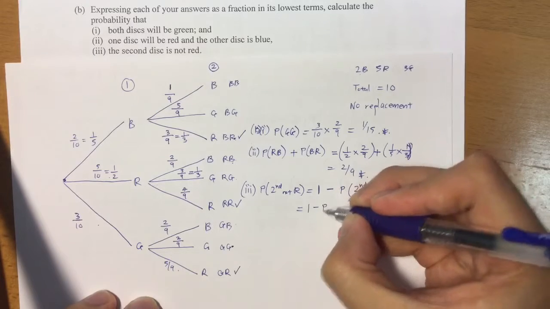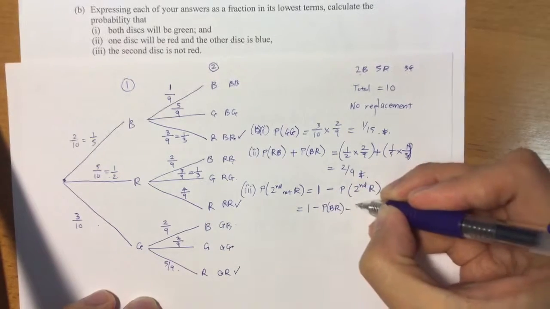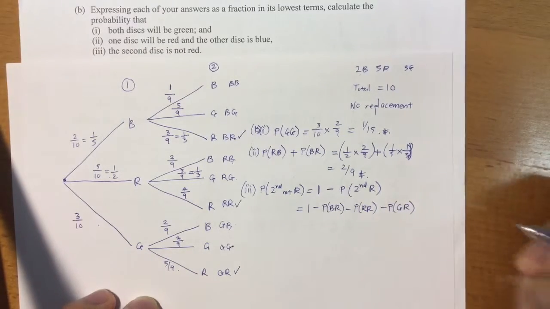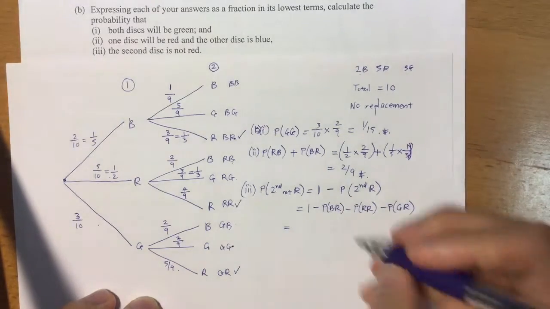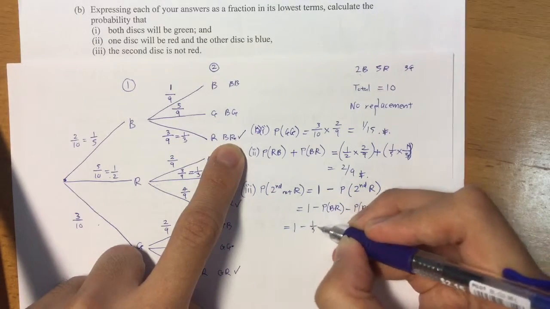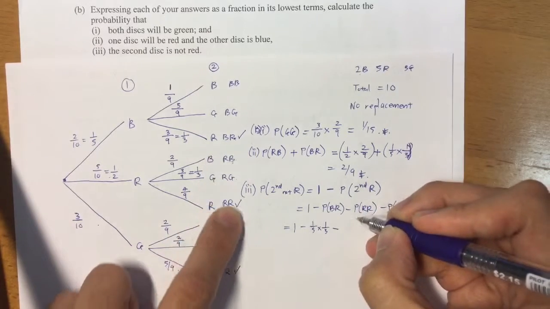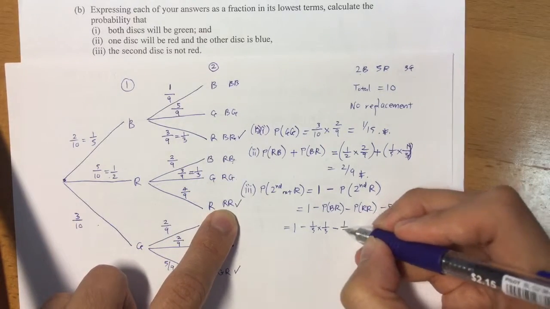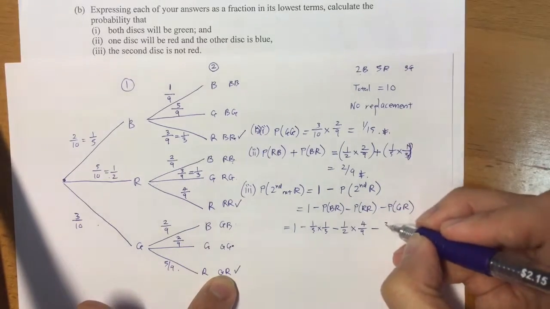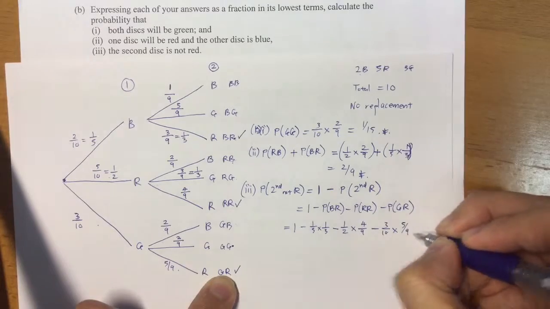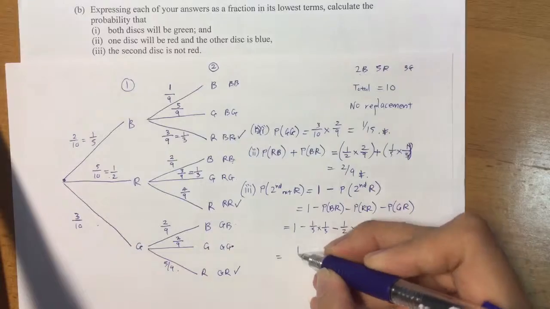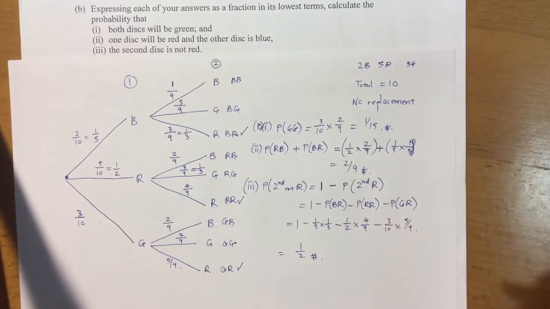So 1 minus probability of blue red, minus probability of red red, minus probability of green red. Individually I'll find the probability. So it's 1 minus blue red, 1/5 times 1/3, minus red red, half multiplied by 4/9, minus green red here, 3/10 multiplied by 5/9. It's actually a faster way of doing this question, and when you press your calculator, the final answer will be half. So there you have it.